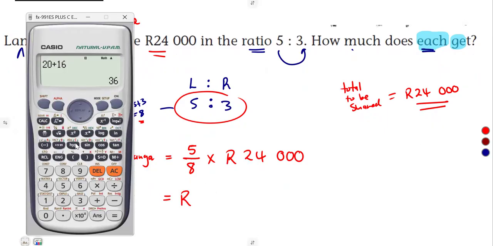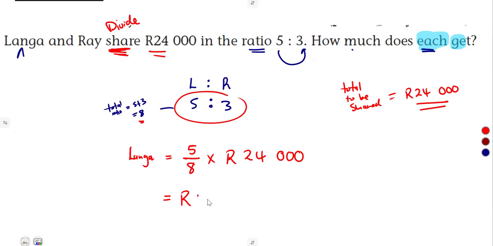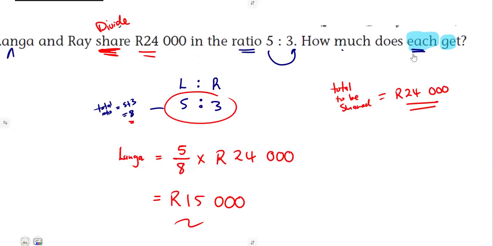So how much was he going to obtain? 5 over 8 times 24,000. So this was going to give us 15,000 rand. So Langa was going to obtain that one. All right. Let us move on because they said each.